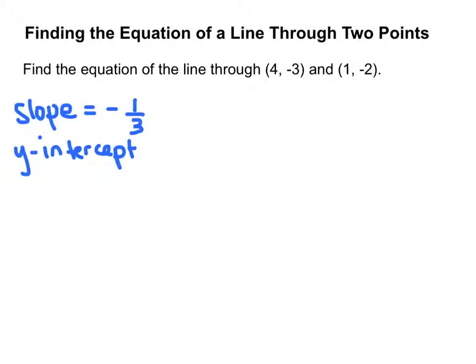Since the directions are asking us to find the equation of the line, I'm going to also need to find the y-intercept. The first thing I always do is check to see if either of the given points are the y-intercept. If you look at the x value of each of the points, they are not the y-intercept. This means I'll have to use my slope-intercept form, plugging in my slope for m. So m is -1/3.